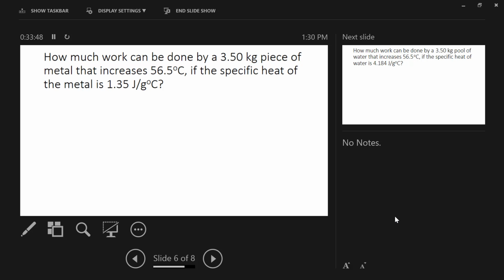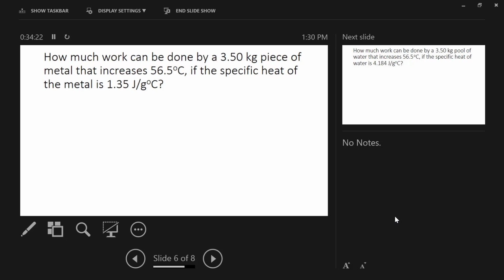Grams is multiplied here, divided away here, so it can cancel. Degrees Celsius is divided away here and multiplied here. Those cancel each other out. And so we have 3,500 times 1.35 times 56.5 equals, and remember this is not going to limit our number of significant figures, so we go back to the beginning. This has 3. This has 3. This has 3. So our answer we're going to present in 3 significant figures.